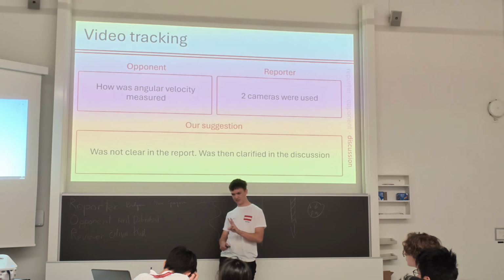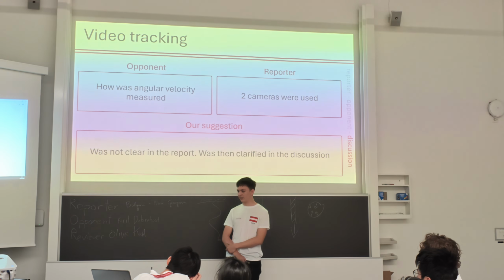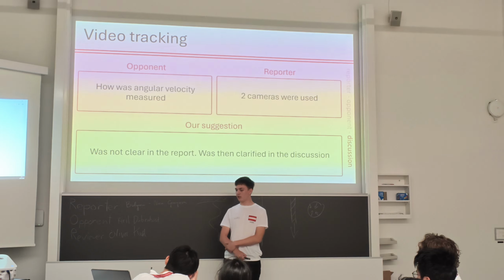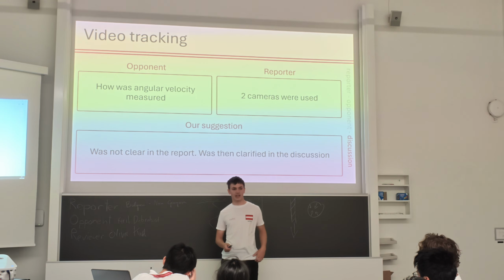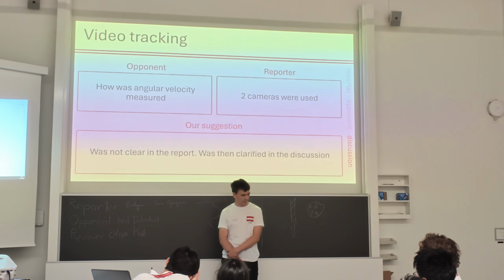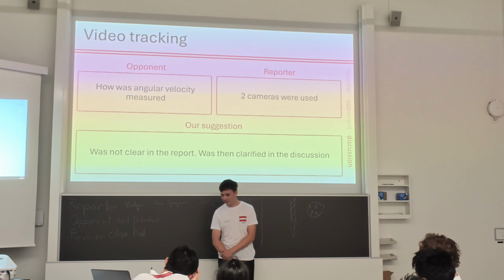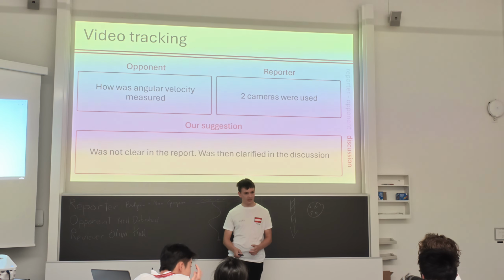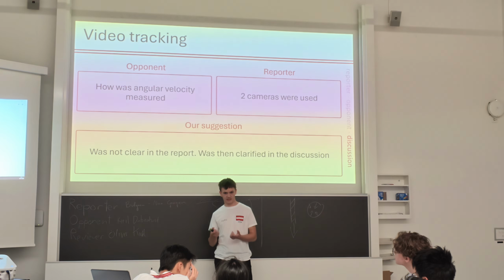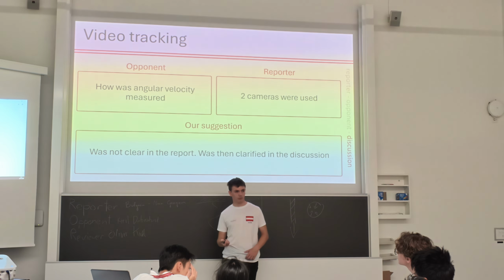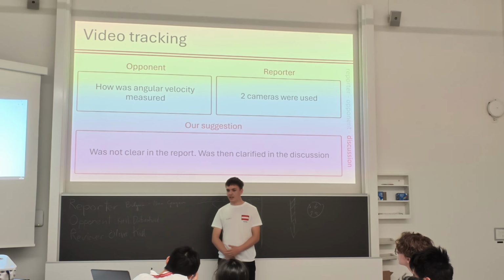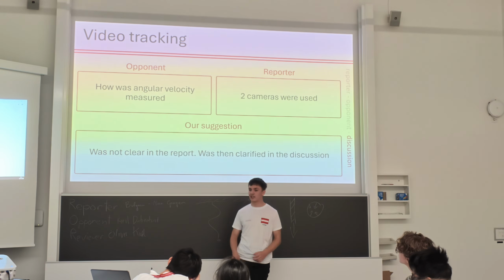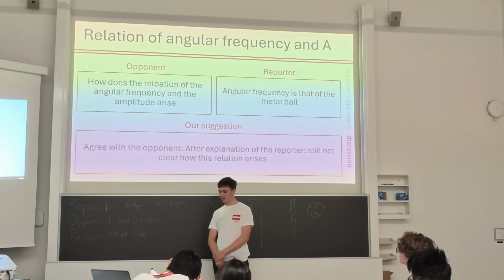Afterwards, video tracking was talked about, and how angular velocity was measured. The reporter claimed 2 cameras were used, with 96 FPS apparently, which we also wanted to touch on, but we didn't have enough time in the questions, as we don't consider that sufficient if it's only 96 FPS for both cameras, as it could be improved upon for such fast movements. It should be a higher FPS. This was also not explicitly stated in the report, that there were 2 cameras, but it was good that it was clarified in the discussion by the opponent.